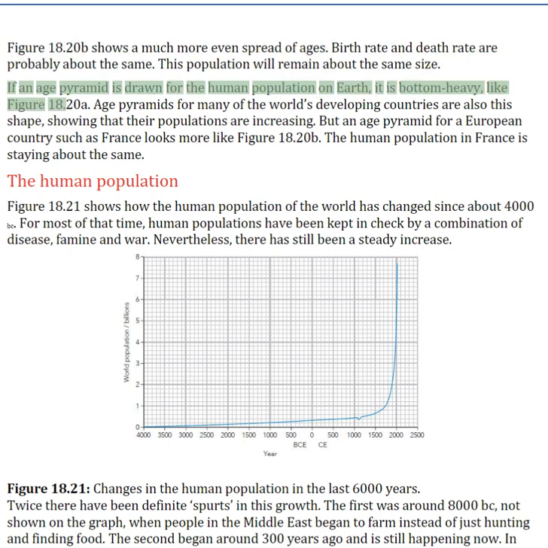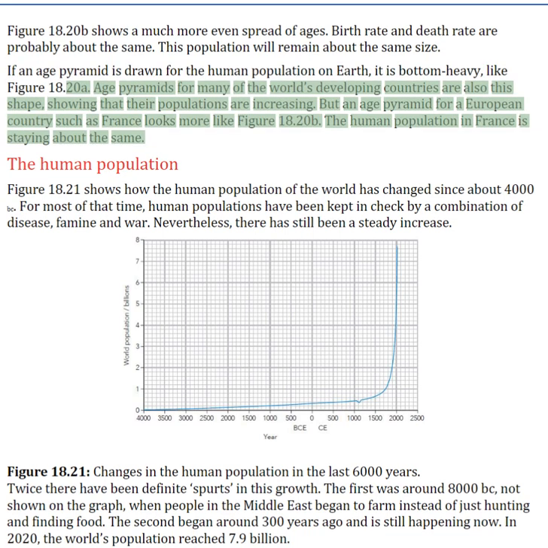If an age pyramid is drawn for the human population on Earth, it is bottom-heavy, like Figure 18.20a. Age pyramids for many of the world's developing countries are also this shape, showing that their populations are increasing. But an age pyramid for a European country such as France looks more like Figure 18.20b. The human population in France is staying about the same.